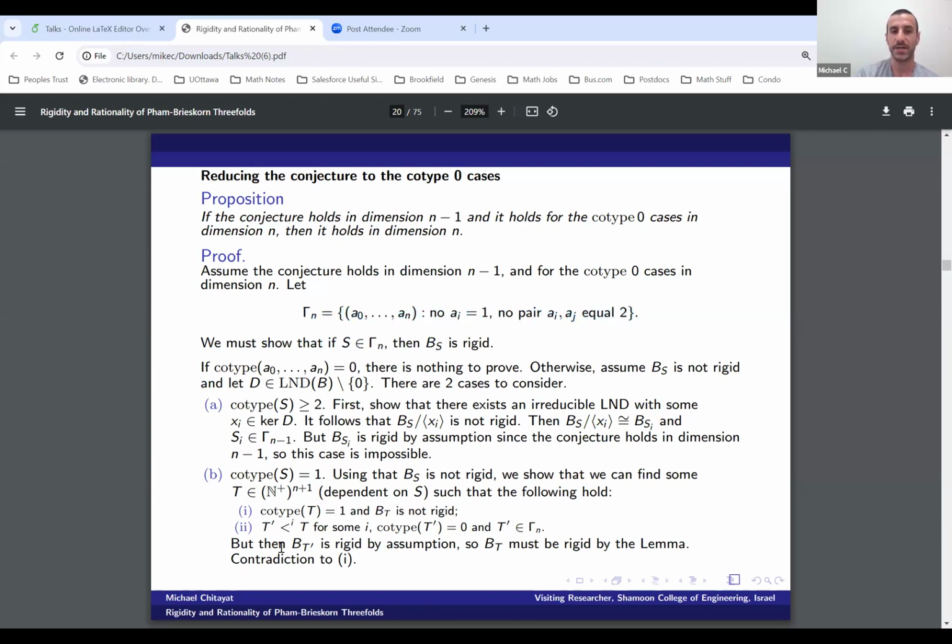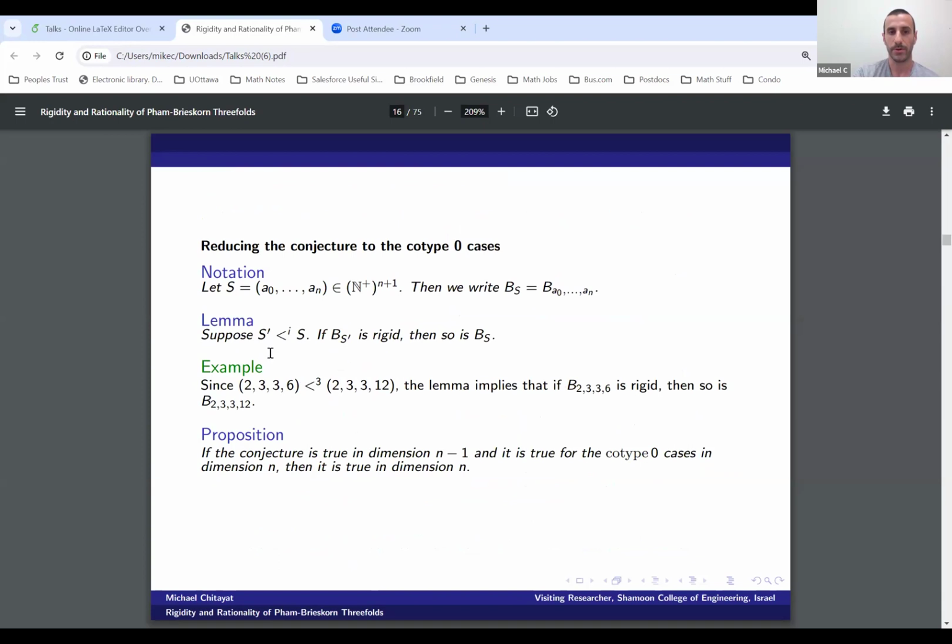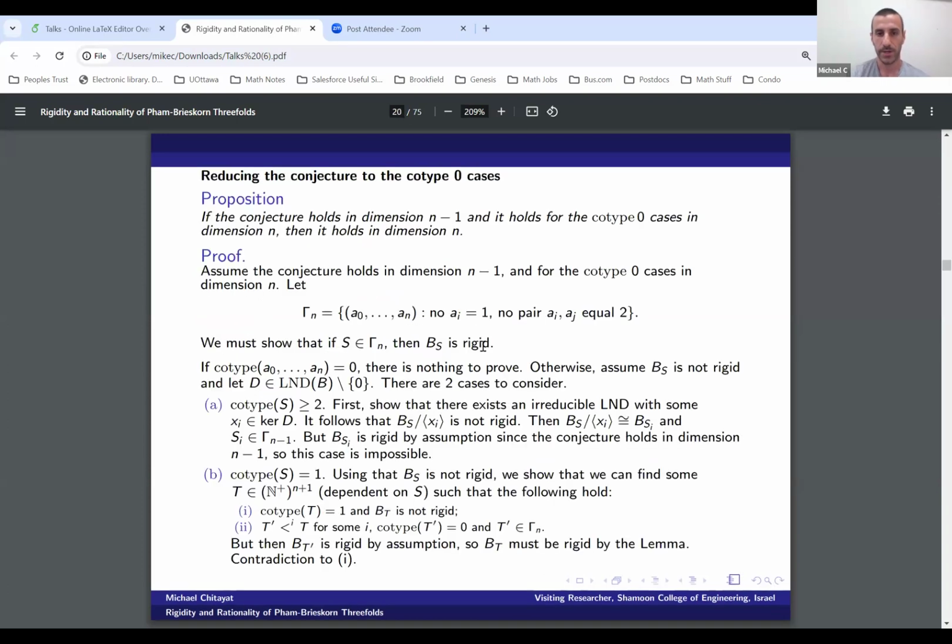And by assumption, then it follows that T prime is rigid because the cotype of T prime is 0, and we assumed that our conjecture holds for the cotype 0 cases. And by the lemma, it follows that BT must be rigid. So I'll go back to the lemma here. Remember, T prime is less than T, and BT prime is rigid, so BT must be rigid. Sorry. And so on the one hand, we have that BT is not rigid by part 1. And on the other hand, we have that BT is rigid by the lemma, which is a contradiction to part 1 that we showed before.